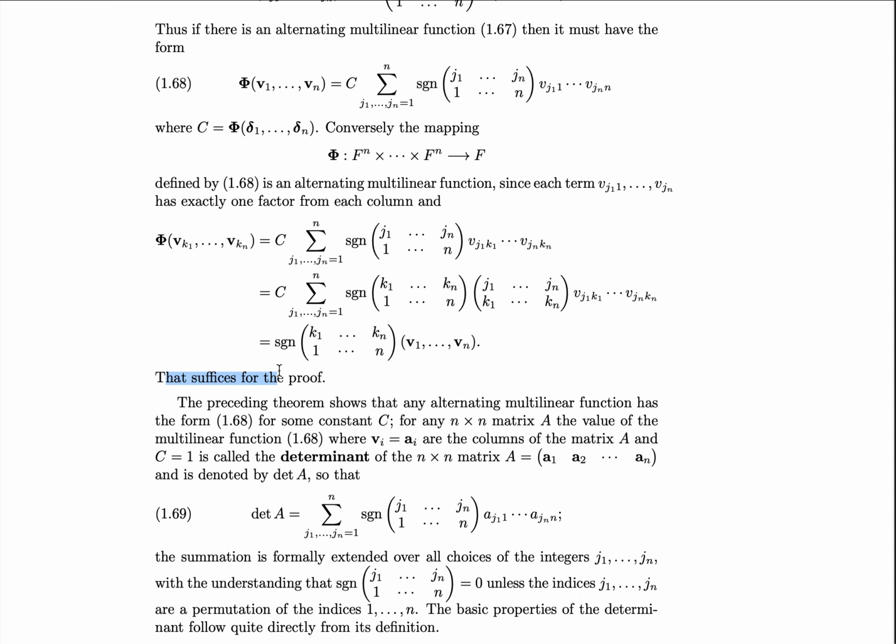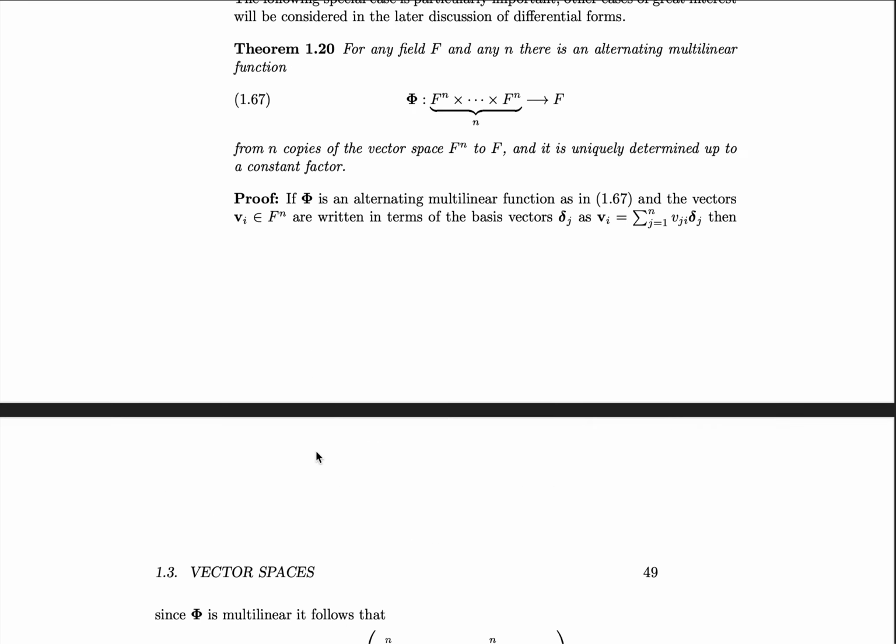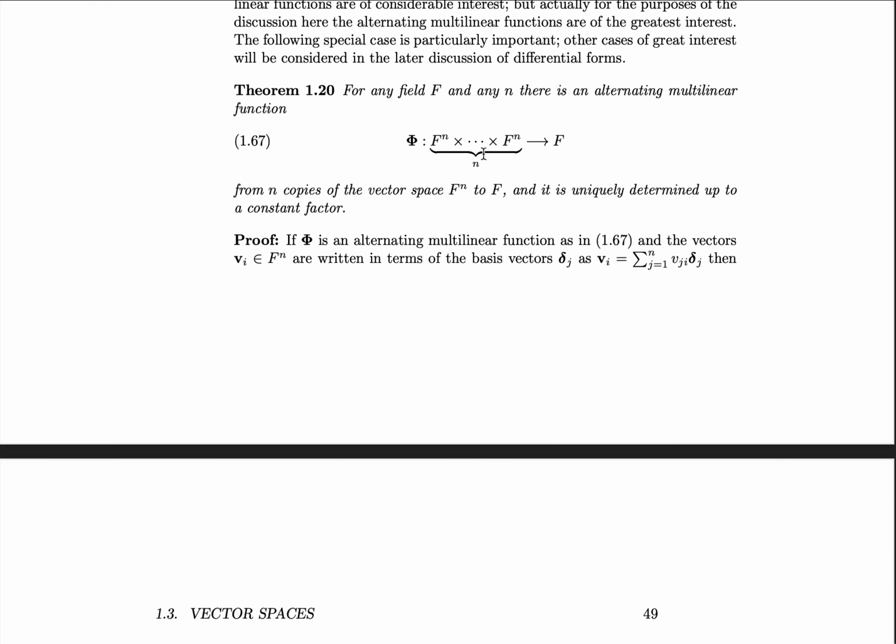This shows the second direction, namely that if you have something of this form, which is true up to a constant, it is an alternating multilinear function. With that, we have our proof, and we have shown that for any set of n-tuples, there is a unique alternating multilinear function up to a constant factor, and that function is a linear functional in the sense that it goes to F, down to scalars.